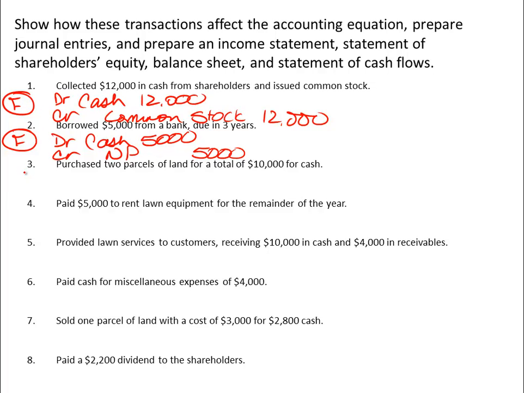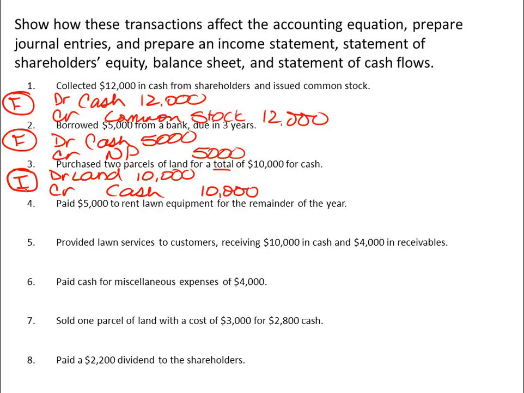Number 3, purchase 2 parcels of land for a total of $10,000 cash. So we're going to debit land for $10,000 in total for those 2 parcels, and we're going to credit cash $10,000. Now, since we're using the cash to purchase land, land is a non-current asset, and all changes in non-current assets are an investing activity, aren't they?